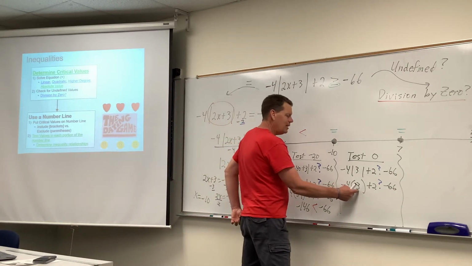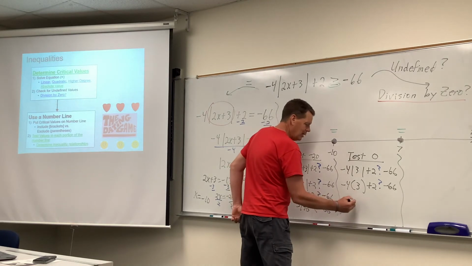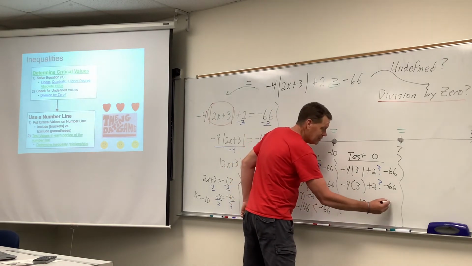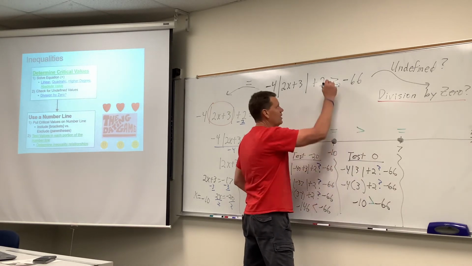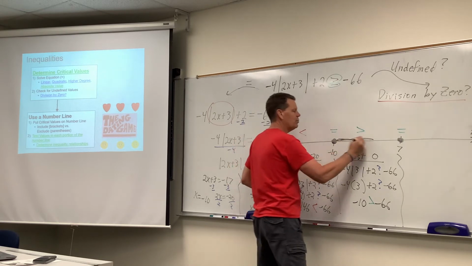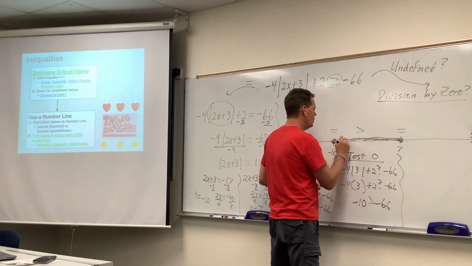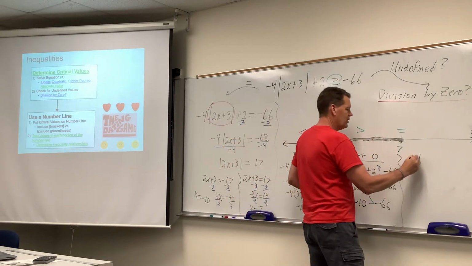Negative 4 times 3 is negative 12. And negative 12 plus 2. Negative 12 plus 2 is negative 10. And negative 10 is actually greater than negative 66, and there you go, greater, ding, ding, ding, right? That's the relationship in this particular question, so this middle interval seems to be working. And then we'll pick a number bigger than 7.